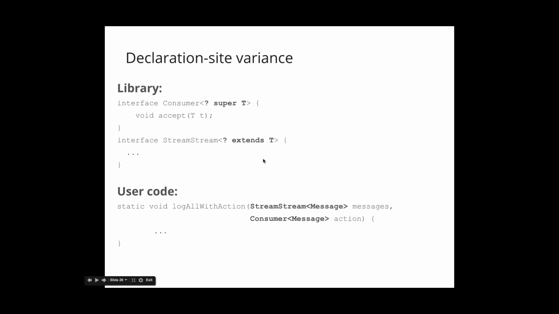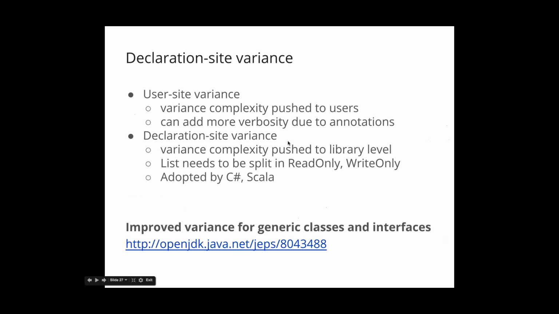It's a similar story with covariance, so with ? extends. In this case, we want to say the Stream interface can only be used covariantly. So when you use it, you don't have to say ? extends Message anymore. It's one way to reduce the verbosity that you can often see with wildcards. So that's declaration-side variance. It turns out there's a proposal for Java to implement declaration-side variance. That's a way to reduce verbosity in the code, but also still get the flexibility of subtyping for generics.